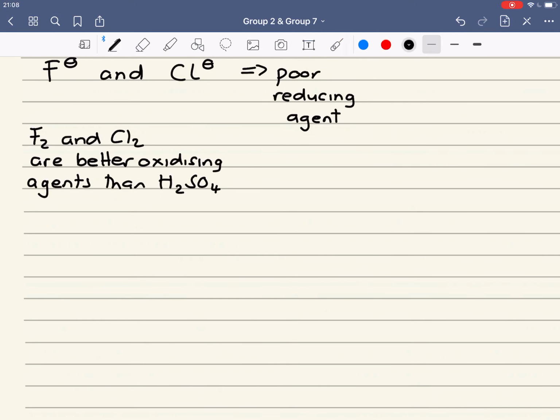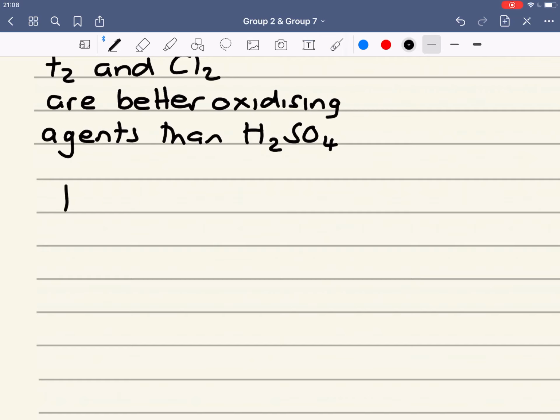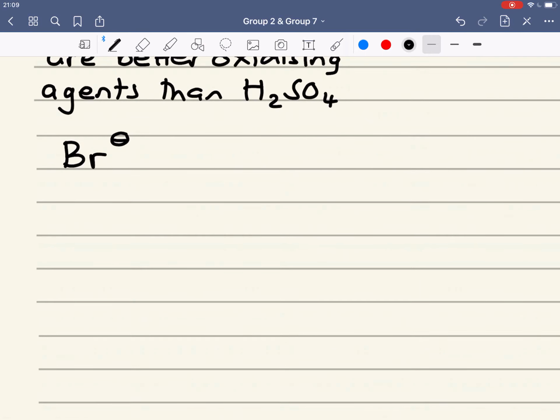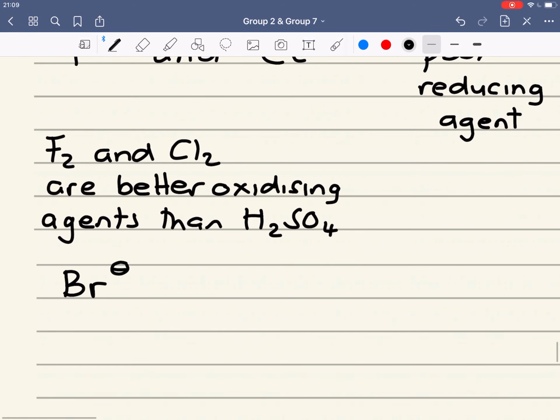The next halide ion is the bromide ions. Now, the bromide ions are bigger ions. The electron that's going to be lost is much further from the nucleus. So when the sulfuric acid comes along and asks the bromide ion, can I have some electrons? The bromide ion will give the sulfuric acid electrons. The sulfuric acid is a better oxidizing agent than bromine. That is, the sulfuric acid wants the electrons more than bromine does. Now, this is the reaction of bromide ions and sulfuric acid.